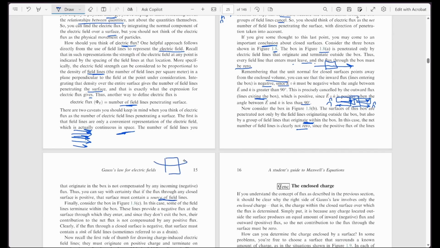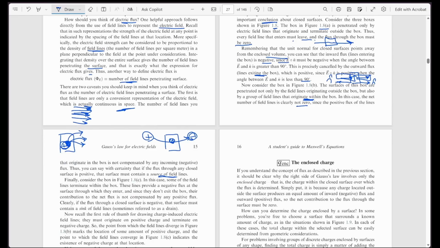So here, when it just entered and left, there's no source here. The source was outside, and the termination was outside. But in the other one, there was flux starting at the surface and leaving it. That means there's a source in here that created those flux lines.